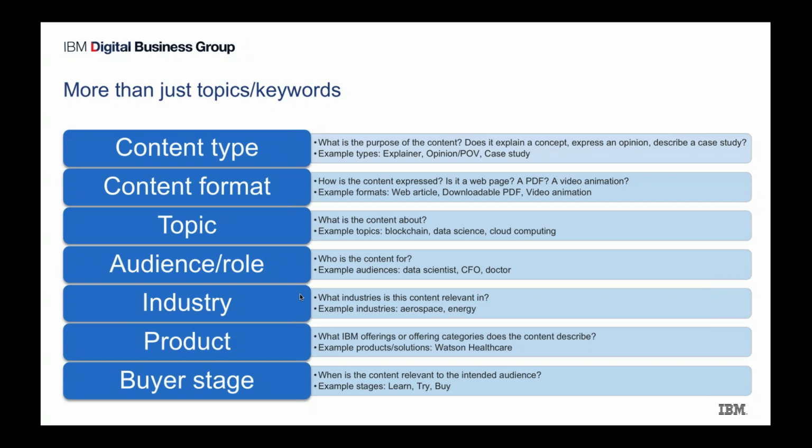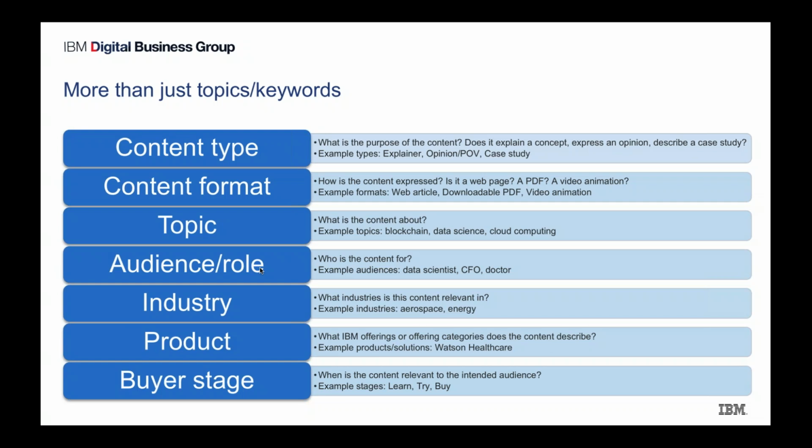And then there's topic, which we've talked a lot about. What is the content about? Topics like blockchain, data science or cloud computing could be a business topic or a technology topic for IBM content. And then there's the audience or role for which the content is intended. Who is the content for? It might be a data scientist, a CFO or a doctor. And then industry: what industries is the content relevant to, like aerospace or energy? And what product is it potentially tied to?